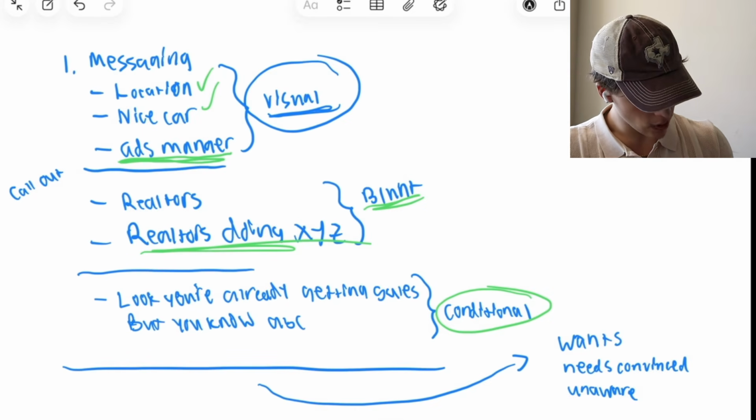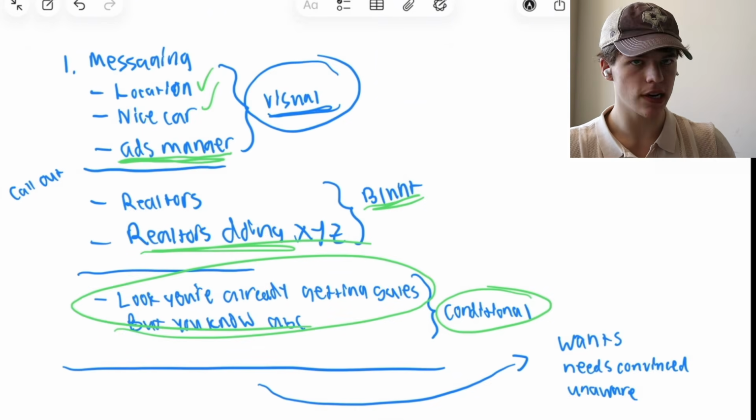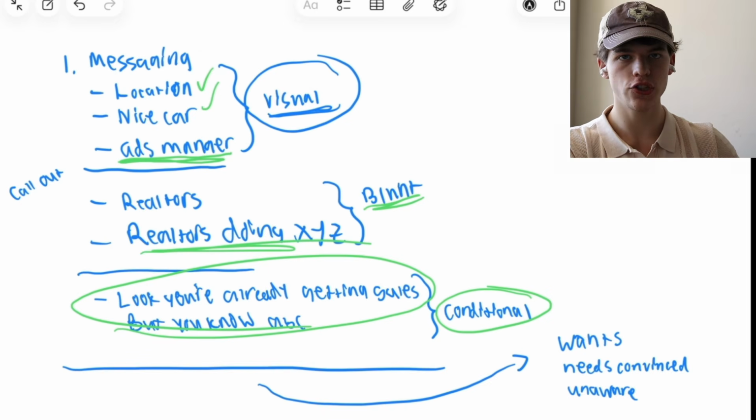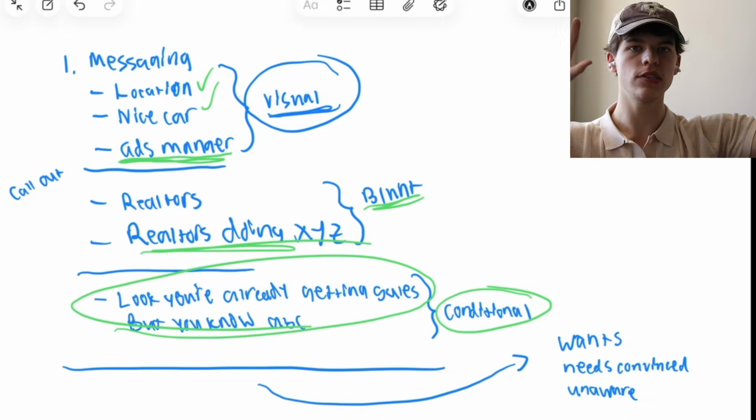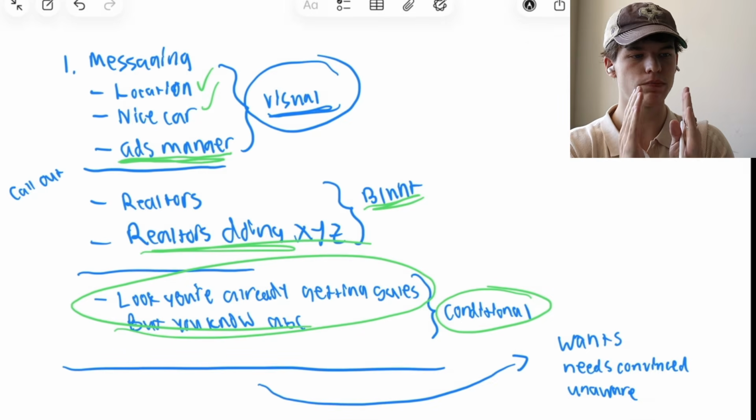And so that's why conditional messaging is so powerful. And we're going to get into what types of people you want to message to. But that's the first thing I want you to solidify: start speaking to those people's conditions and using the visual hook instead of just relying on these blunt call out hooks.